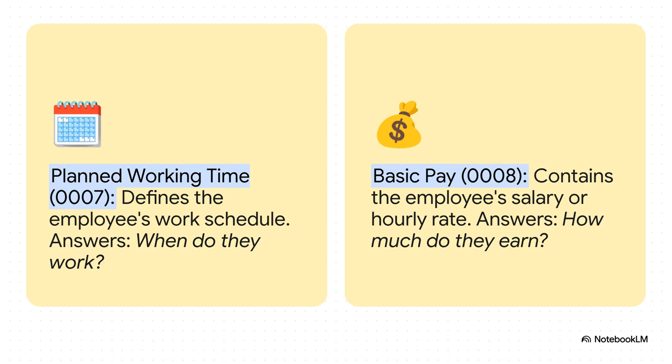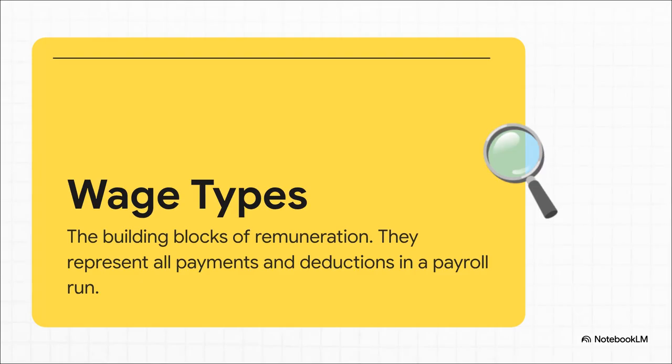You absolutely need both of these pieces for the system to understand what a normal paycheck is supposed to look like. Now, to really get how pay is calculated, you have to understand this concept: wage types. Just think of them as every single individual line item you'd see on a payslip. Your salary is a wage type. A bonus is a wage type. Your tax deduction is a wage type. They are the absolute fundamental building blocks of compensation.